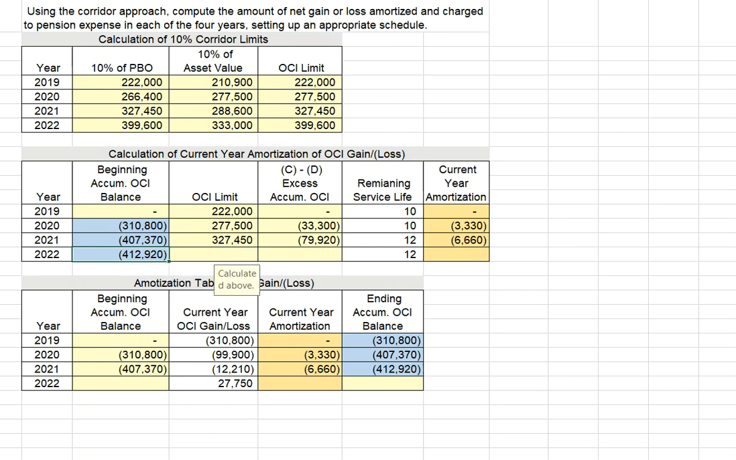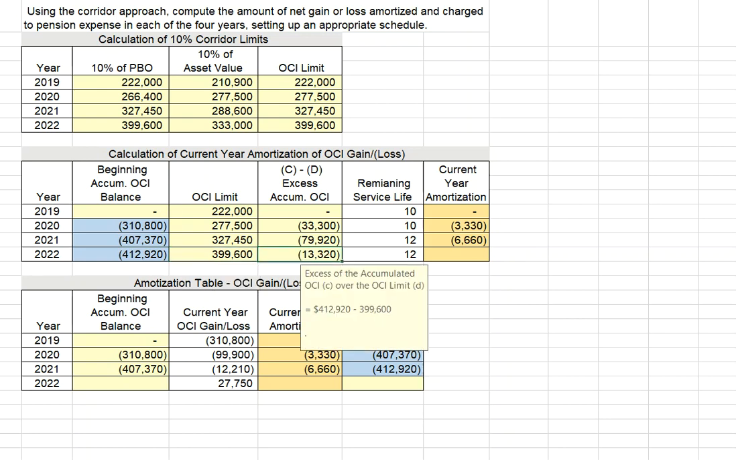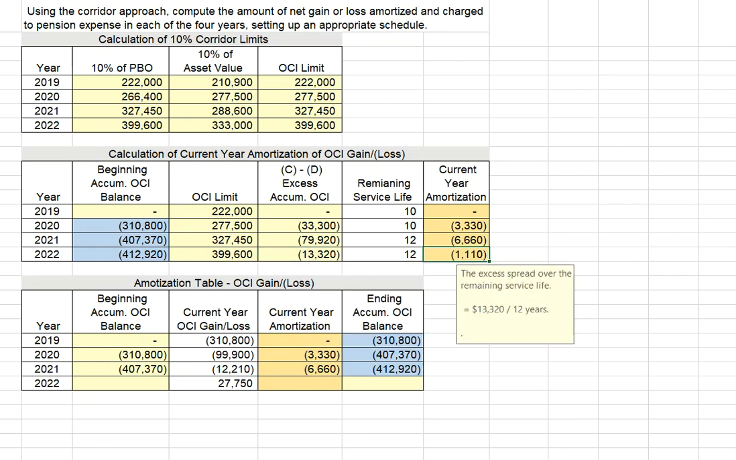Our OCI limit for 2022 was $399,600. So the excess is $13,320. We will amortize that over 12 years. So our current year amortization will be $1,110. Let's go ahead and calculate the end of year balance for our OCI.